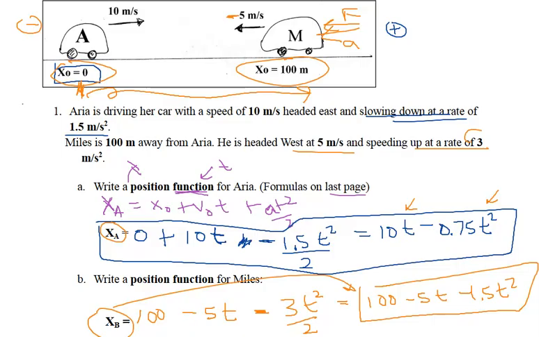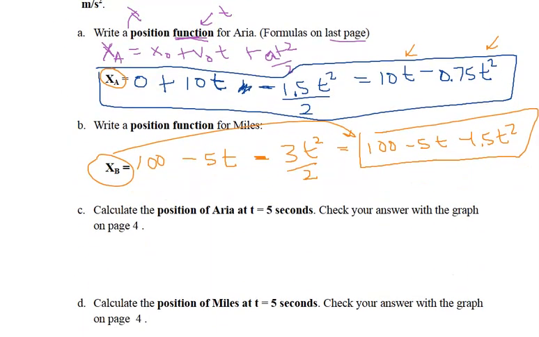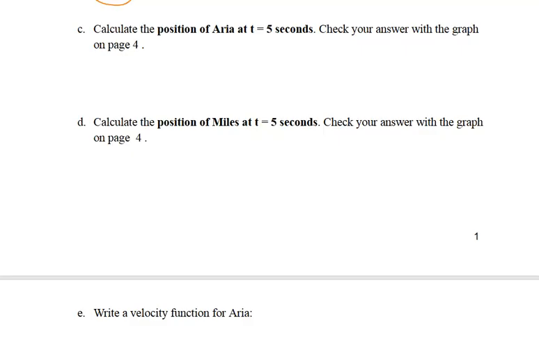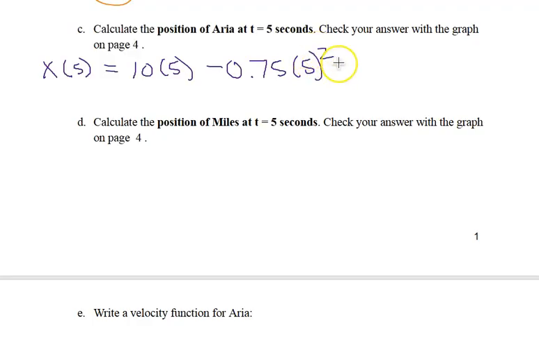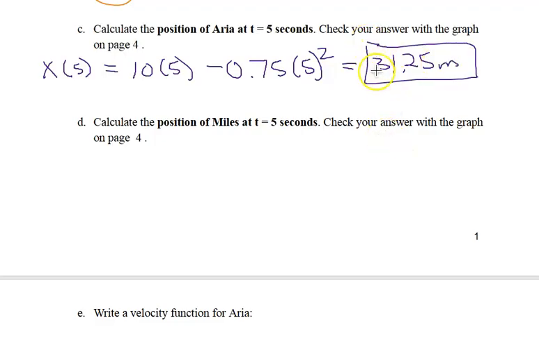Okay, so we have two position functions, one for each person. That's the hard part. Question C is calculate where she is at t equals 5. So that is what physicists call plug and chug. We're just going to plug in the number 5 to the function. All right, and then crank that out on your calculator. She is at the location 31.25.